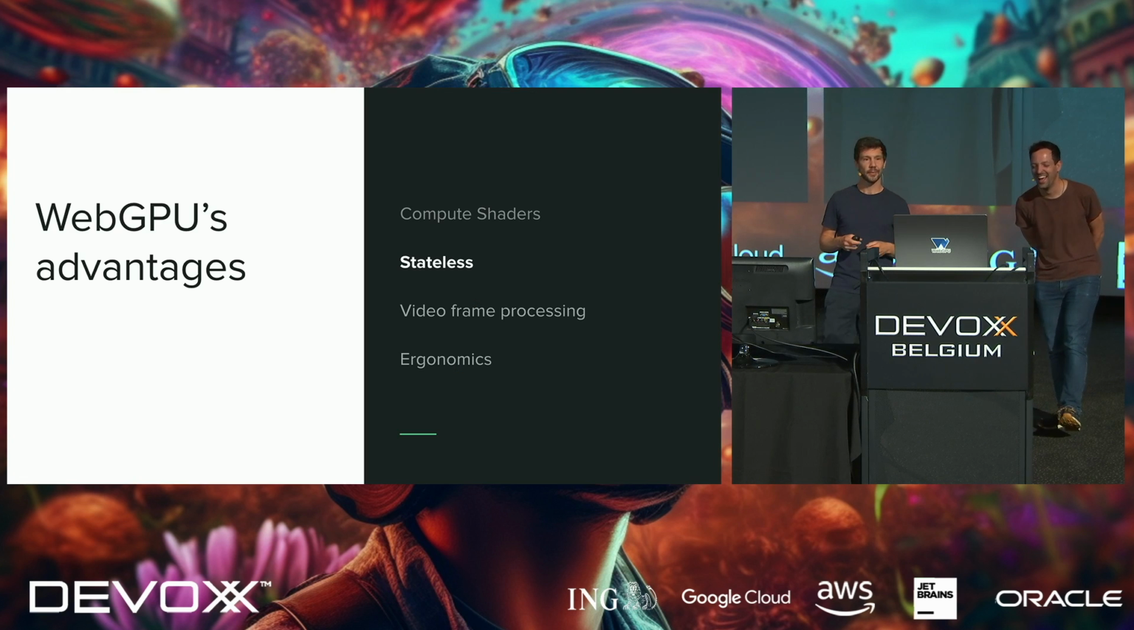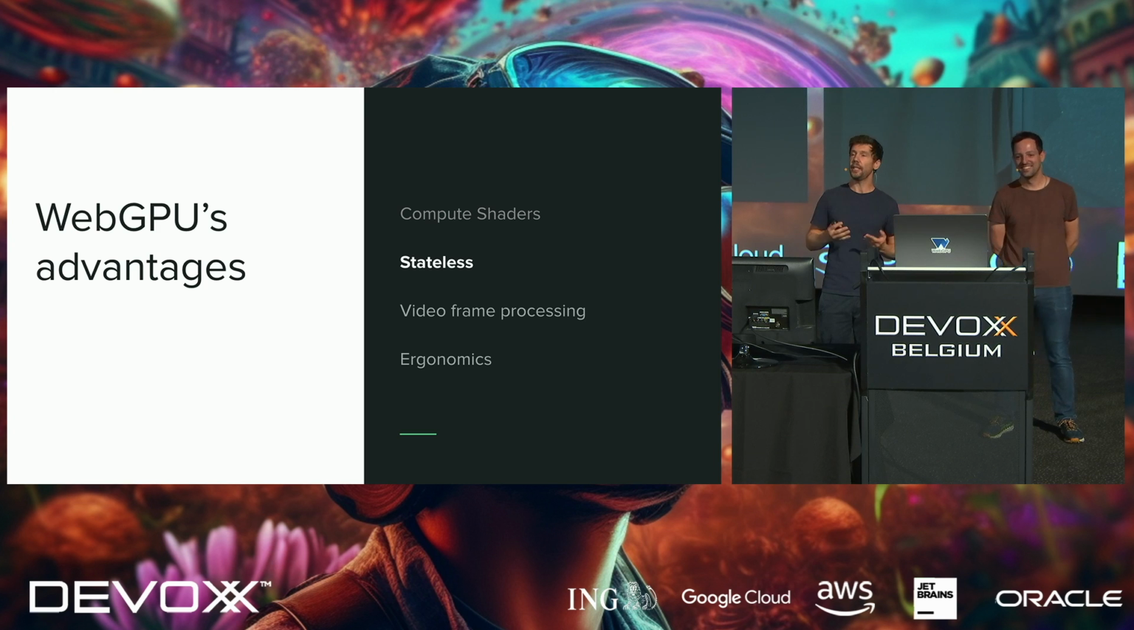Nope. 30 years ago, the state machine design of WebGL was a good choice. But since then, composability of software has become much more important. WebGPU, and not WebGL, is a stateless API that improves on the WebGL state machine design, making it easier to compose libraries and middleware.